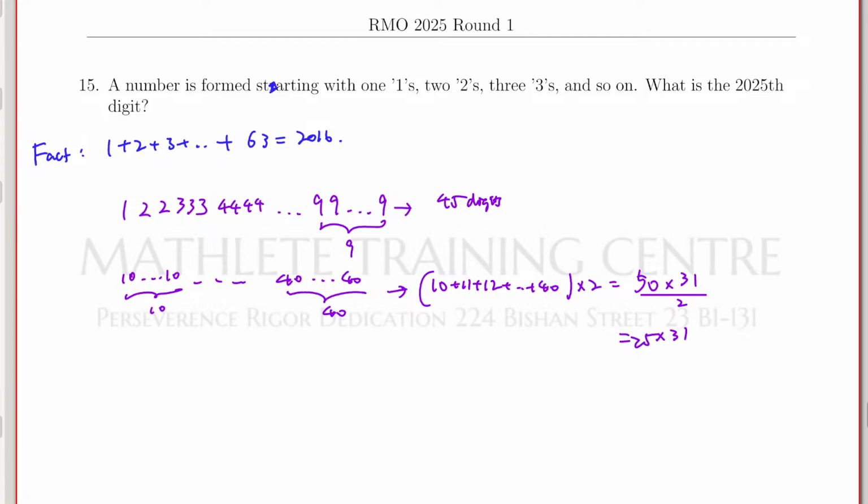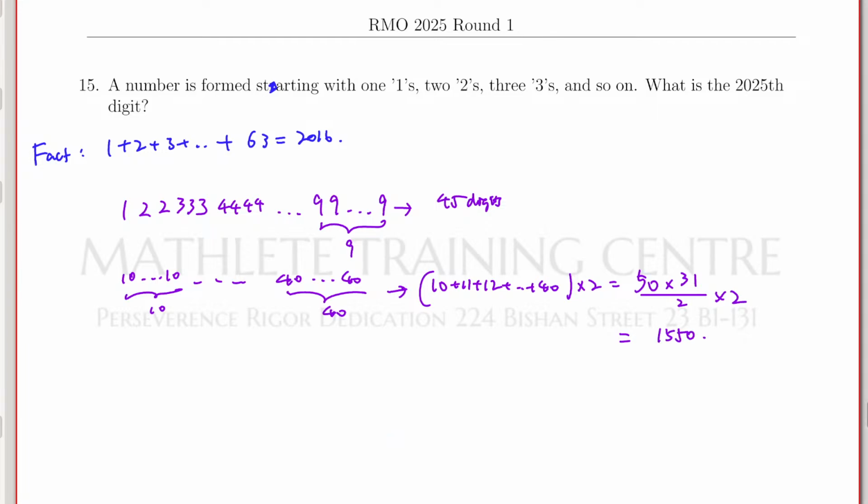So you can continue to guess the next step. Wait, let me check my calculations to make sure I didn't make a mistake. Sorry, there's a times 2 here, so the 2 and the 2 cancel each other out. I made a mistake. This is actually just 50 times 31, which is equal to 1550.